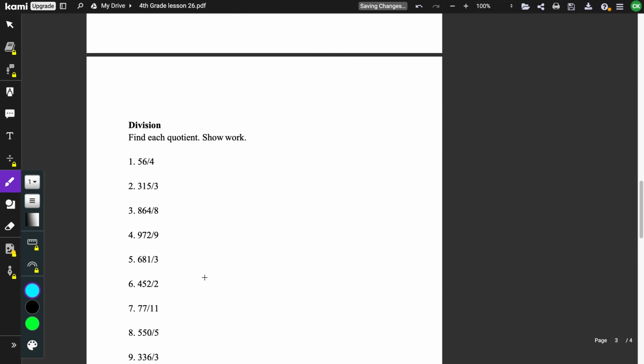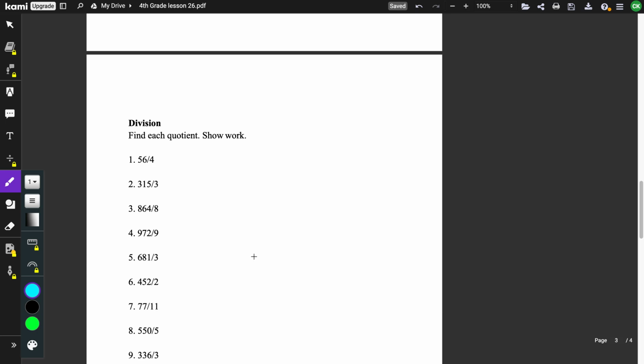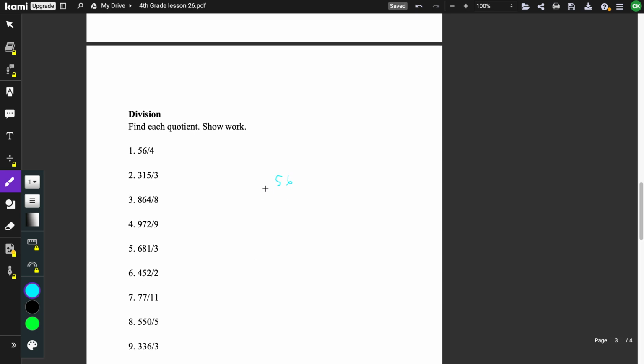Alright, moving on, we're going to do some division. So 56 divided by 4. Let's take a look at that. How many times does 4 go into 5? Once. So 4, 16. How many times does 4 go into 16? 4 times. Yep, there you go. So number 1 is 14.